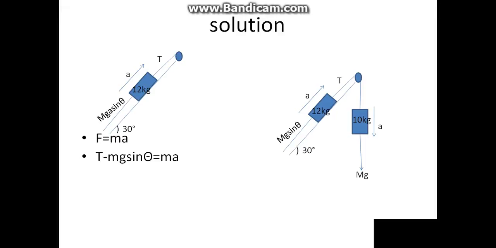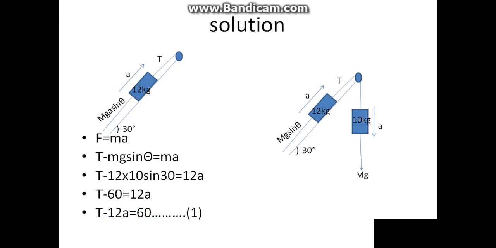The tension on the rope minus 12 times 10 sin 30 is equal to 12a, that is the mass of 12 times a. Therefore, T minus 60 is equal to 12a. So T minus 12a is equal to 60, which will be taken as our equation 1.